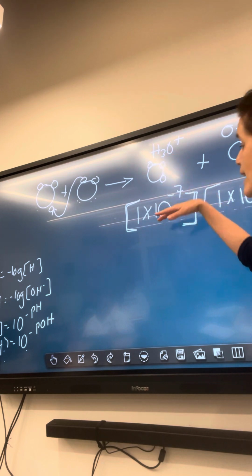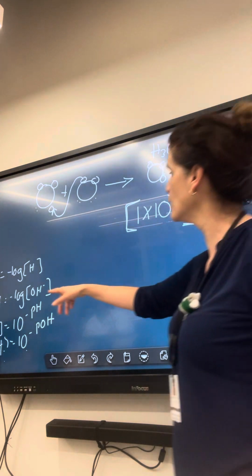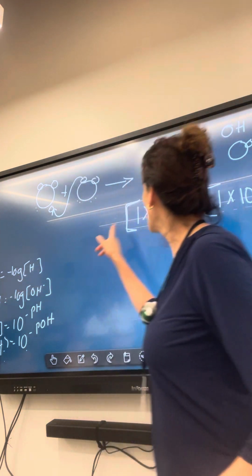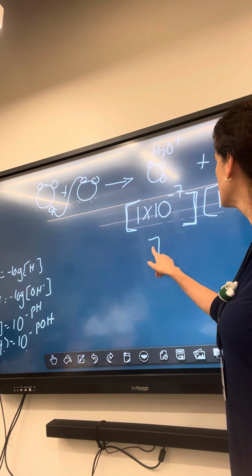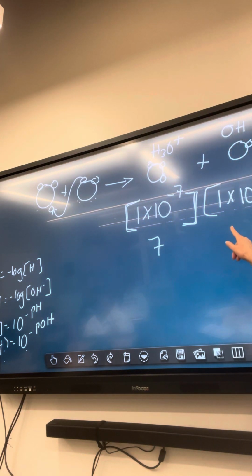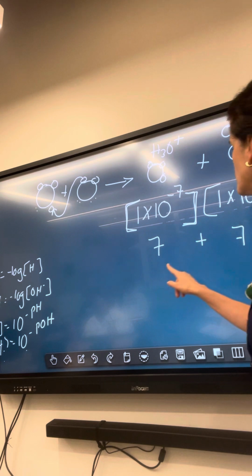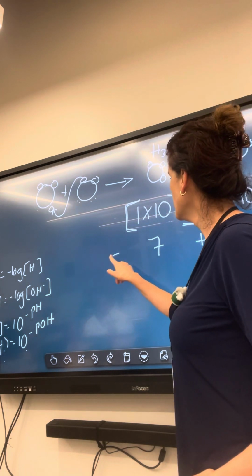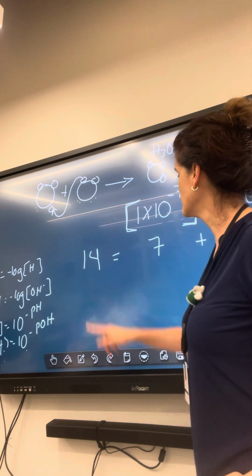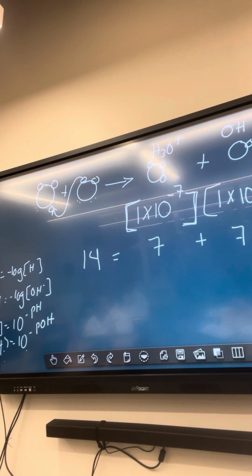To get the pH, pH is the negative log, so the negative log of that is 7. The negative log of this is 7, so pH plus pOH is equal to 14. And that's where we were. pH plus pOH is equal to 14. And that's for everything? That is for everything. And we're going to use that when we do the formulas.